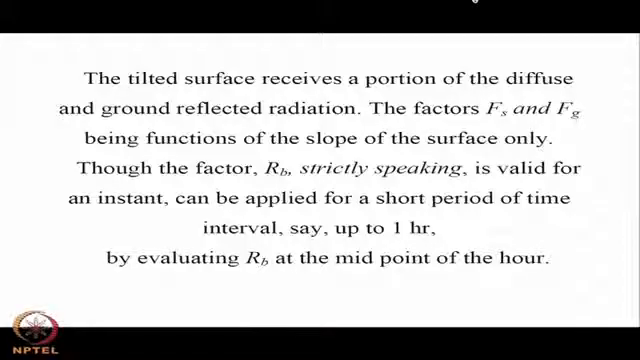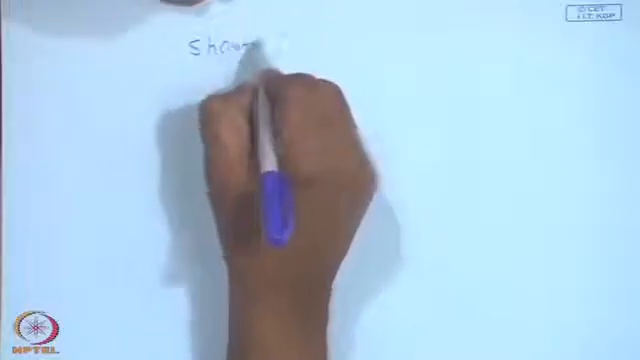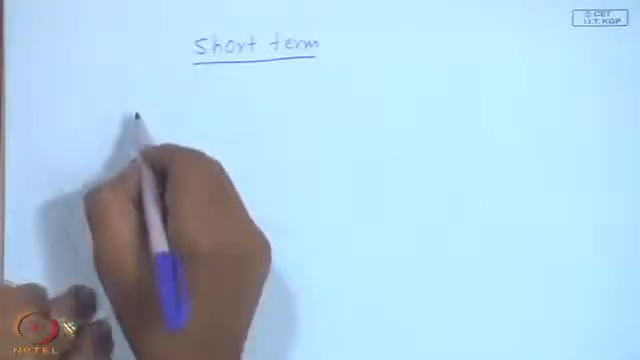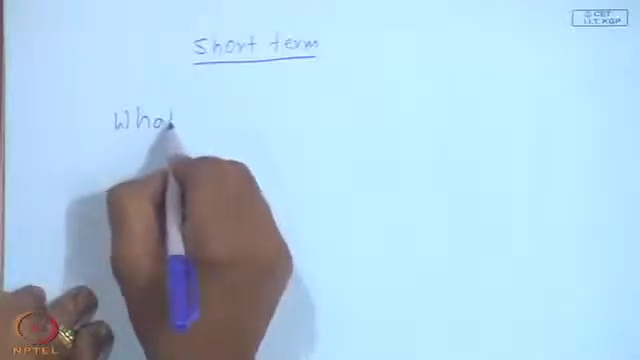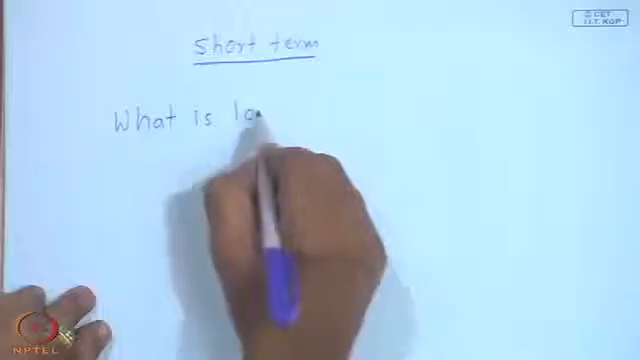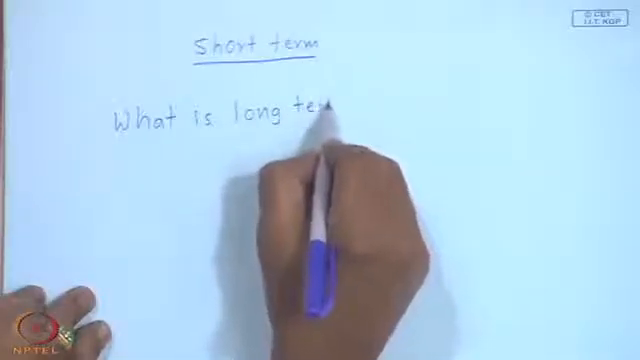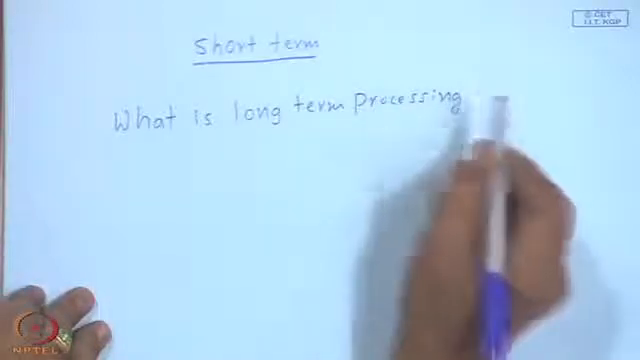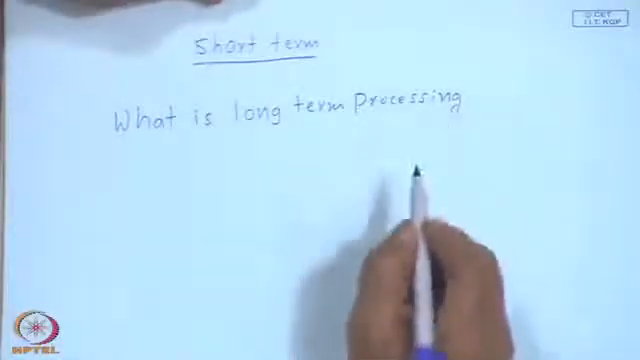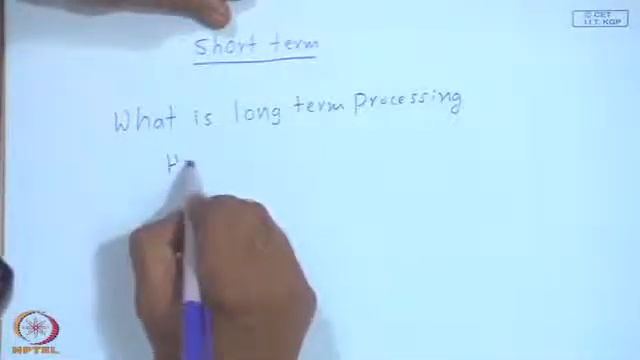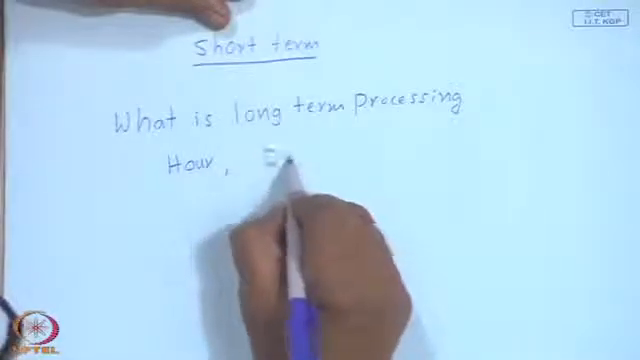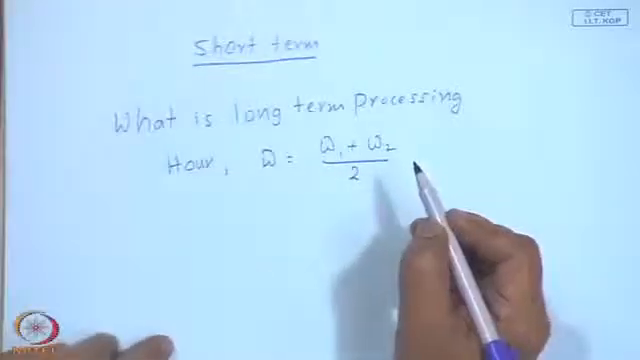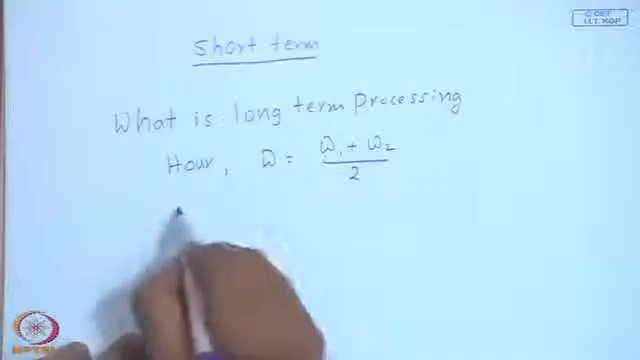Now, so this is short term processing. We will have a little bit of introduction to what is long term. So, for an hour we are able to calculate omega 1 plus omega 2 by 2. What about a day?